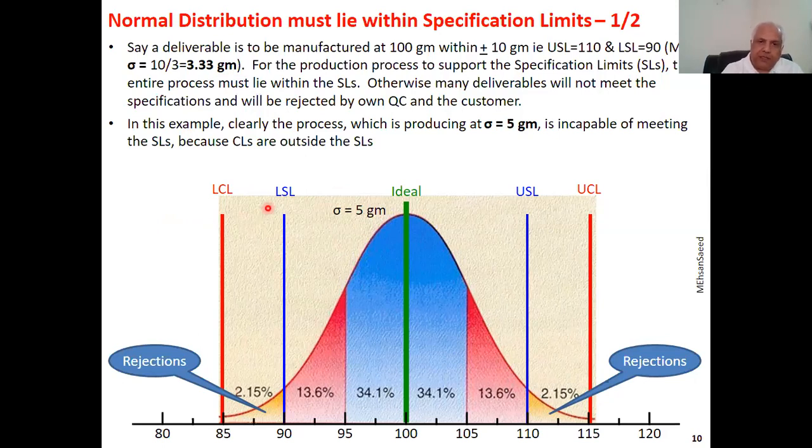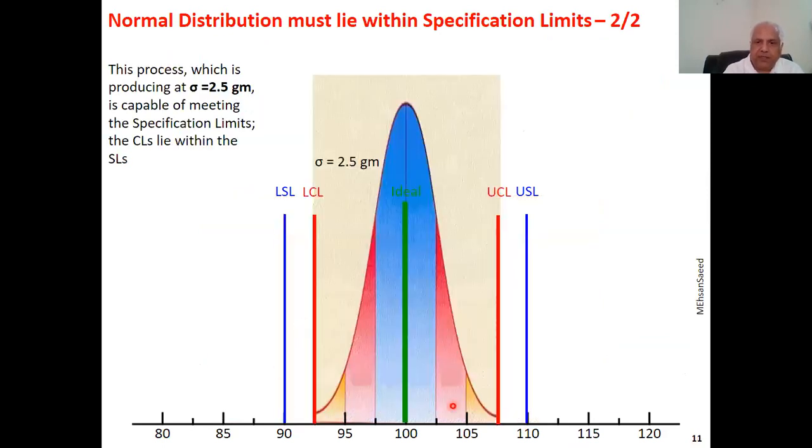We are going to keep the specification limits the same and look at another process. See, the specification limits are the same. This is another process. What do we find here? We find here, number one, that the control limits are inside the specification limits. That means our process is within the boundaries defined by the customer.